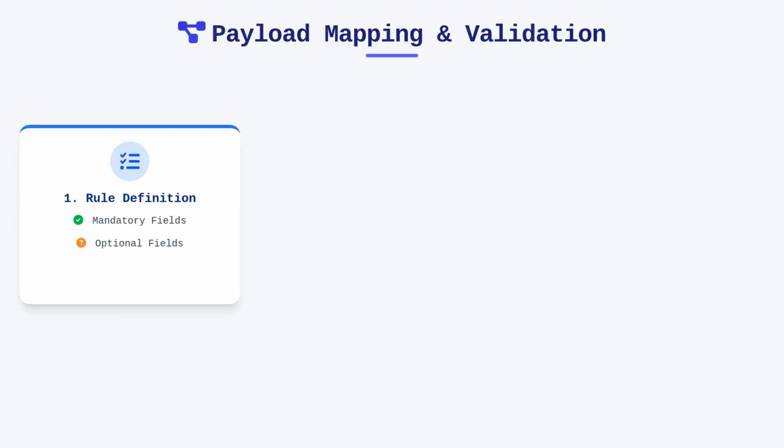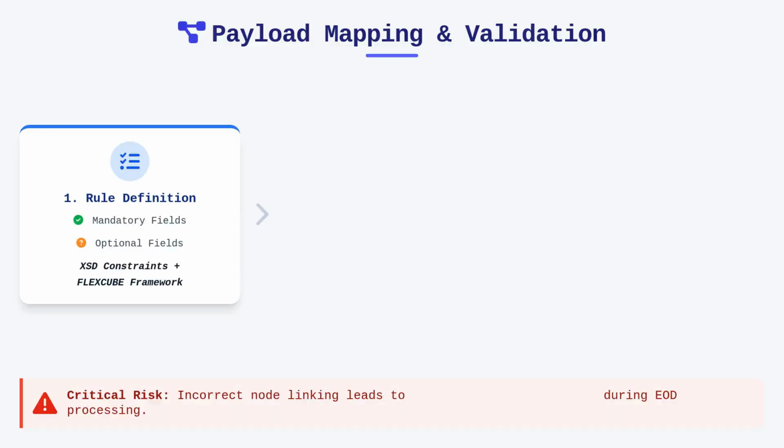Proper mapping also requires a deep understanding of how validation rules are mapped to the XML structure. When you design a payload mapping, you must define which fields are mandatory and which are optional, based on the business context. This is handled through the combination of XSD constraints and the internal validations within the FLEXCUBE Extensibility Framework. If a developer fails to link an XML node correctly to the designated data source handler, the system might fail to populate a necessary field, resulting in a null reference exception during the EOD processing.